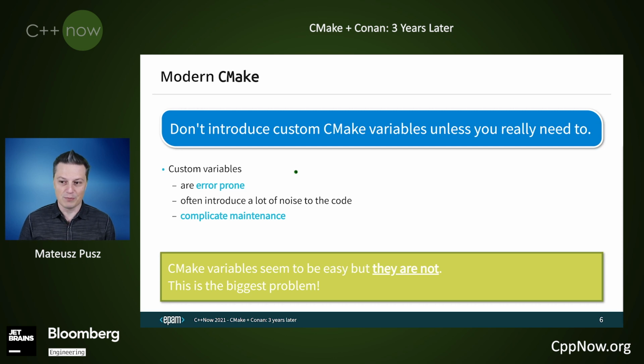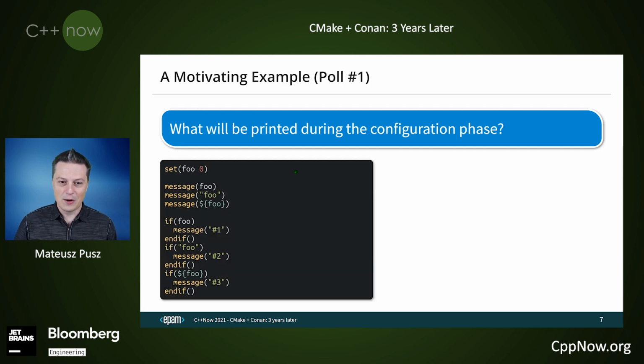Actually, I have 10 really short polls for you, so you can try out how you feel about the code I'm presenting. In this code, we are setting a variable foo with the value 0, and you want to print it in these 3 ways, or create a branch in the same 3 ways. And the question is, what will be printed on the screen during the configuration phase? I will give you like 15 seconds for each poll because we don't want to spend too much time. It's a pretty simple exercise, so let's find out how we do here.